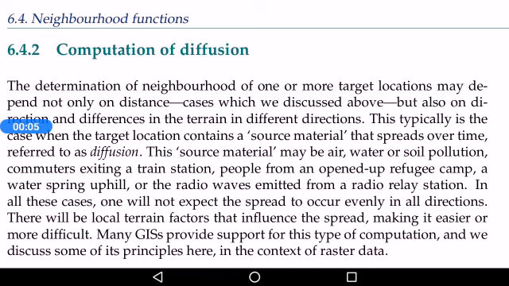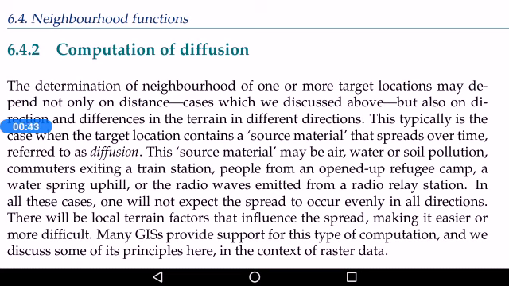Computation of diffusion. So, what do you mean by diffusion? We are trying to find out how any phenomena spreads in all directions, starting from one or more target locations. So, we are in a way determining the neighborhood of one or more target locations. That not only depends on the distance between the two, but also on the direction and most importantly the differences in the terrain in different directions.